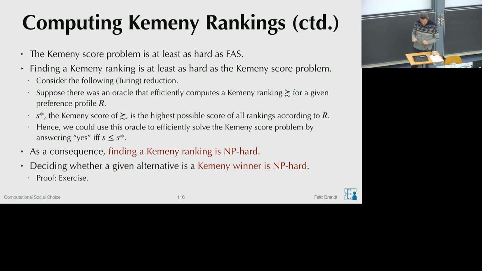So there's this other problem that I mentioned briefly, which is to decide whether a given alternative is a Kemeny winner. So Kemeny winner I haven't defined yet, but I think I mentioned it before. Kemeny winner would be an alternative that is on top of a Kemeny ranking. It's a very natural notion of a winner once you have Kemeny rankings. And this problem also is NP-hard.